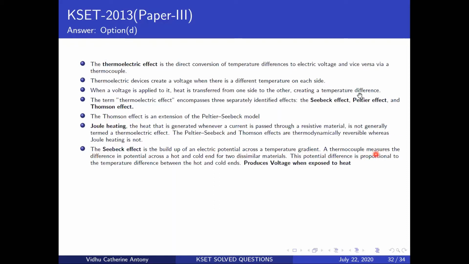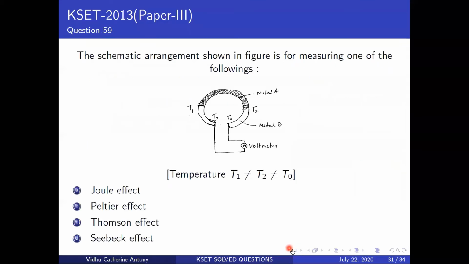A thermocouple measures this difference in potential across a hot and cold end for two dissimilar materials. So this temperature difference produces a voltage when exposed to heat. Now do you realize what is mentioned in the question? There is a temperature difference that is going to be producing a voltage, and that's how you get your Seebeck effect here. Now let's look at what your Peltier and Thomson mean.